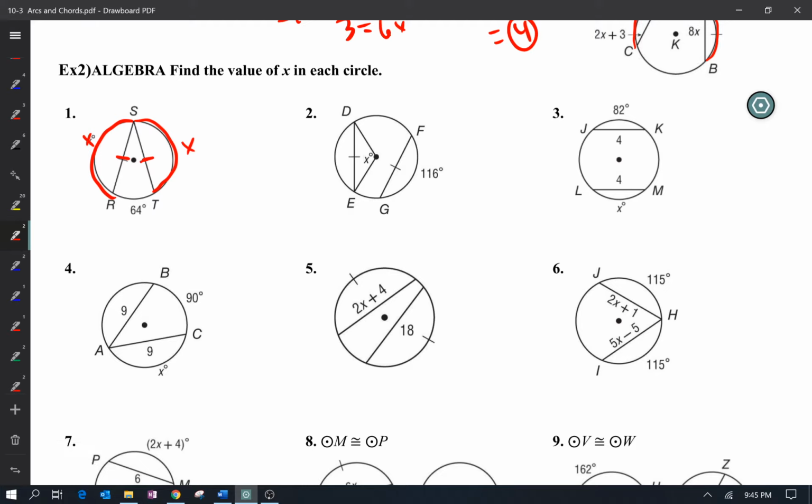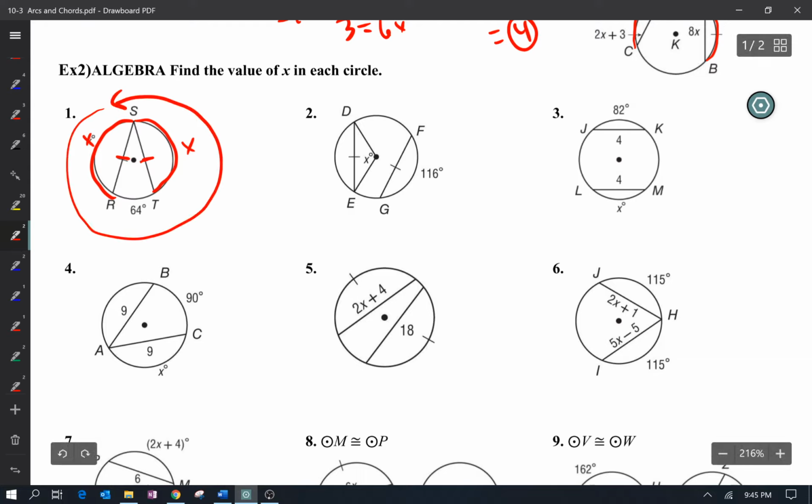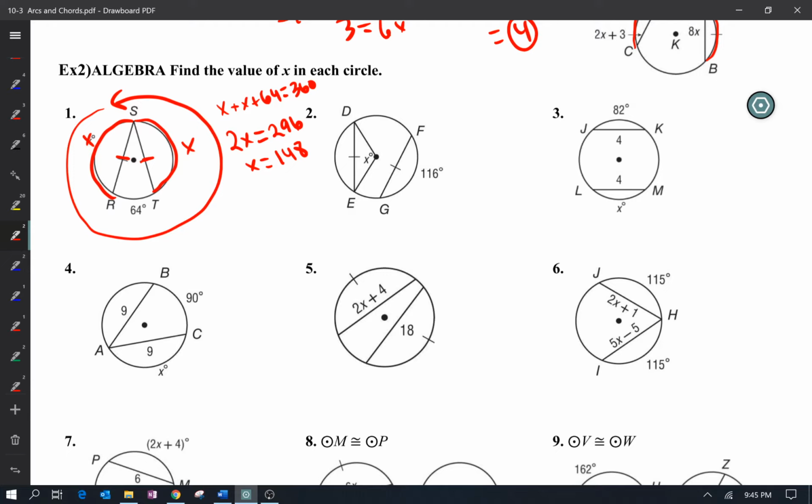Well, we know that the full circle, all the way around a circle, is 360 degrees. So then we have x plus 64 must equal 360. So we get 2x equals, what is that, 296, I believe? So x must equal, what is that, 145 plus 3, 148? So x is 148. What did I do? Well, once again, if the chords are equal, then the arcs are equal. So both arcs were x. So x plus 64. Pretty easy.